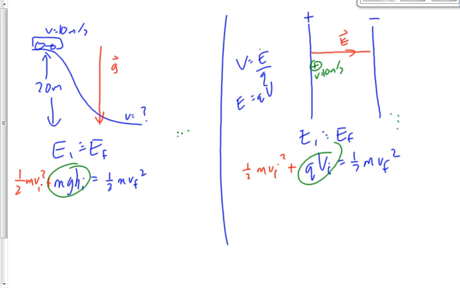One more change to this. What if I wasn't looking for the speed at the bottom of the hill? What if I was looking for the speed halfway down the hill? And similarly, I'm looking for the speed of this positively charged particle, not on the other plate, but halfway across the other plate.